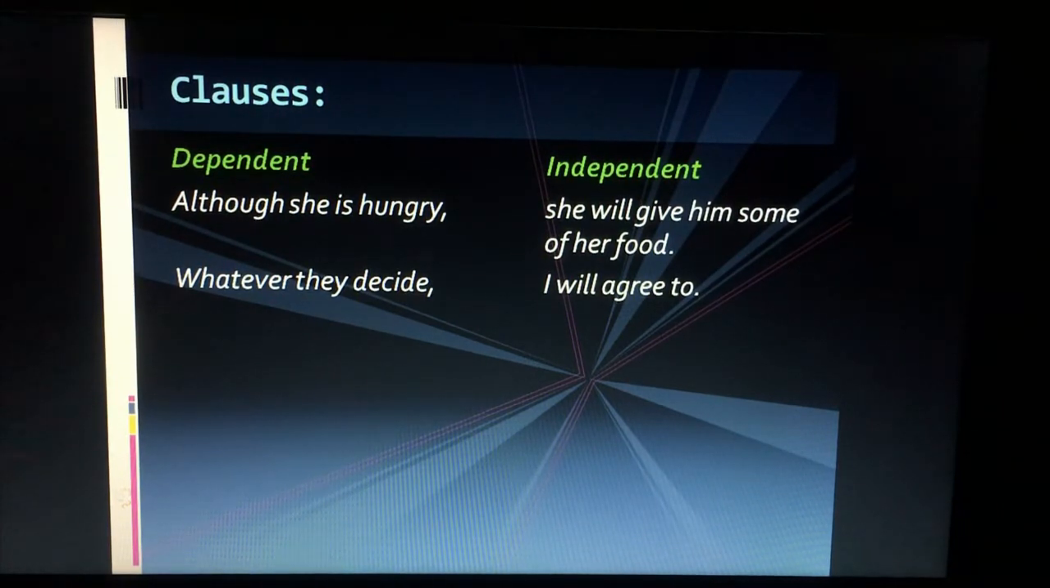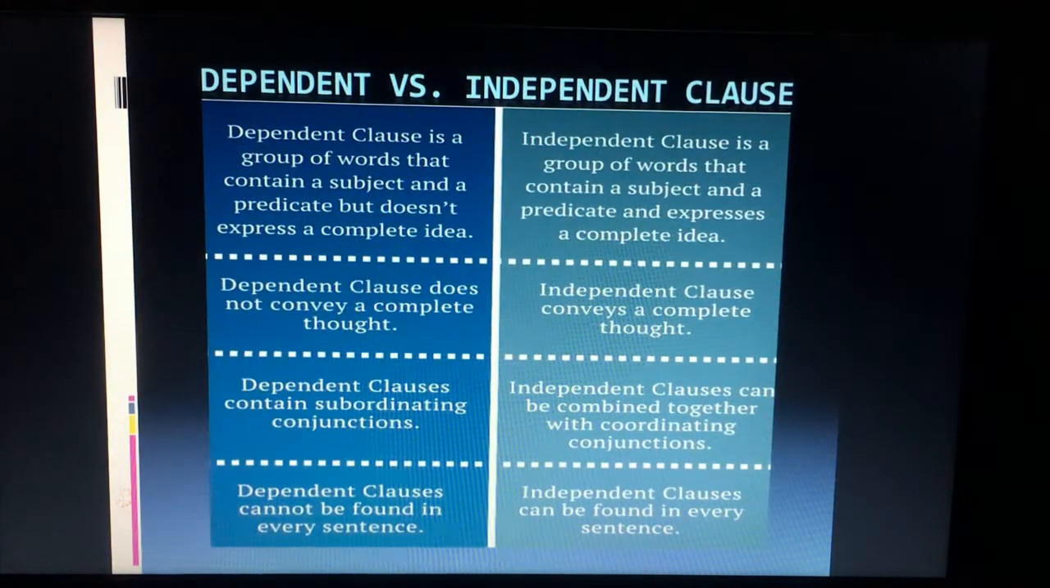Now I'm going to show you the difference between dependent and independent clauses. A dependent clause is a group of words that contains a subject and a predicate but doesn't express a complete idea, as I said, and the independent clause, on the other hand, will complete a full idea. The second one: dependent clauses do not convey a complete thought, and the independent clause will give you a complete thought. The third one: dependent clauses contain a subordinating conjunction, and independent clauses can be combined together with a coordinating conjunction.